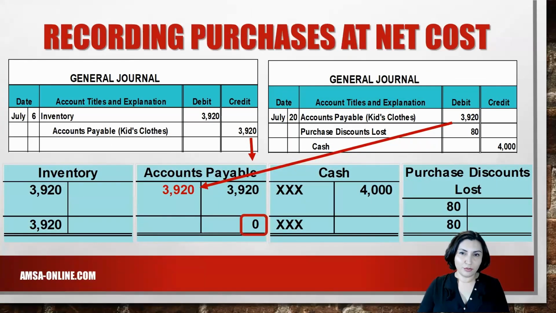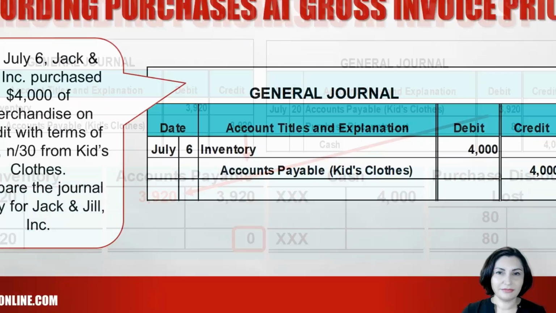Let's look at the T accounts again. Notice that we now have a new account, purchase discounts lost. This is an expense account and is debited or increased for the difference between the amount paid and the balance in the accounts payable account that was initially recorded net of discount. Same as in the previous example, the balance in accounts payable is zero after the invoice is paid.